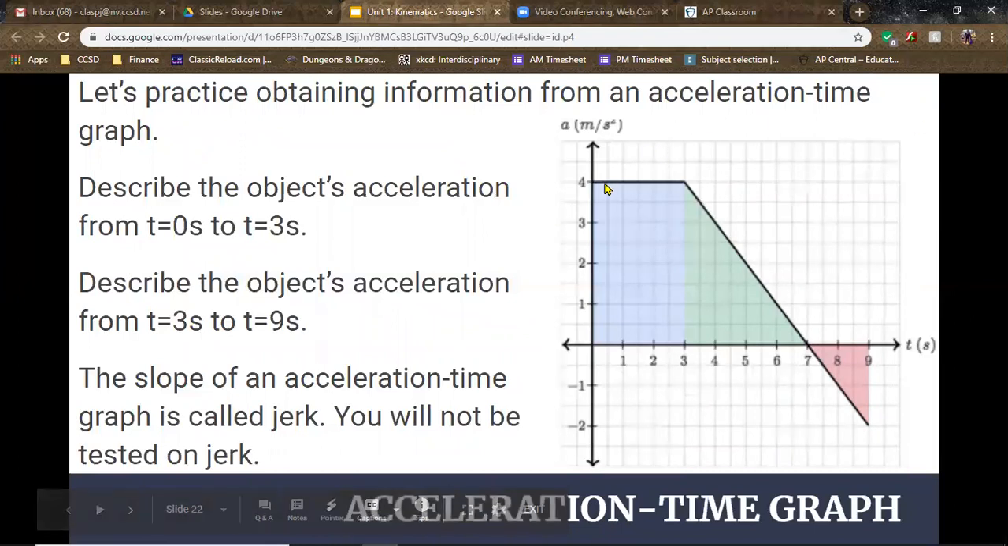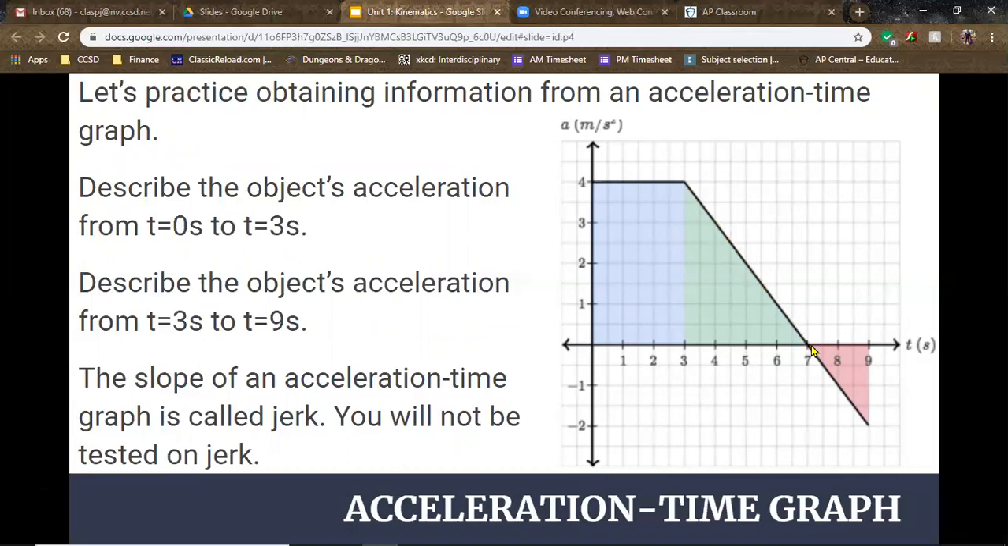Okay. Notice acceleration is constant. It doesn't change. So it has a constant positive acceleration of, in this case, 4 meters per second squared, all right? From 3 seconds to 9 seconds, the acceleration is decreasing. The acceleration gets closer and closer to zero. It's still positive, because it's above the horizontal, but it's getting smaller and smaller. So acceleration is decreasing until it gets to zero at 7 seconds.